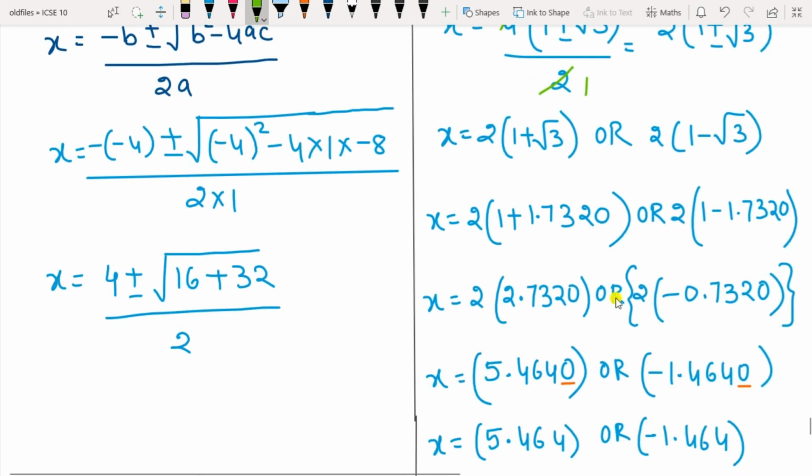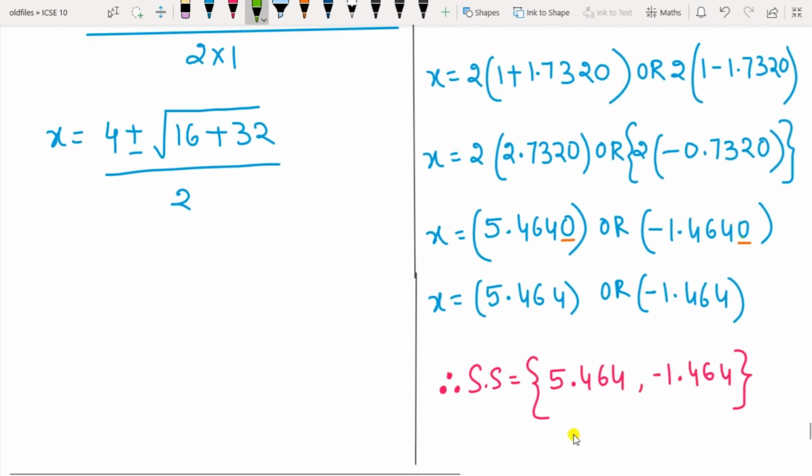Then root of 3, we know the value of root of 3, that is 1.7320 up to 4 decimal places. And here also, at least you must know the values of root 3 and root 2 up to 4 decimal places. So this one add it and this one you subtract it and multiply by 2 here. So you get the value as 5.4640 and here minus 1.4640 on subtracting. Now the fourth decimal here is 0 and here also it is 0, so there will be no change. So the answer is 5.464 and here minus 1.464. So those are the roots of the given equation.